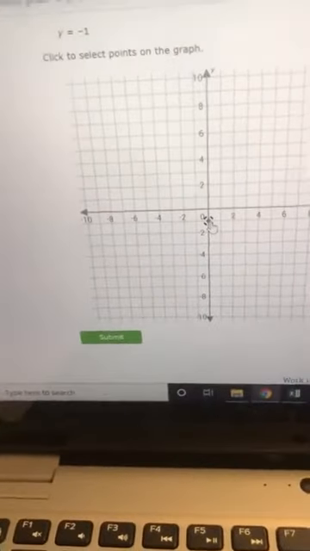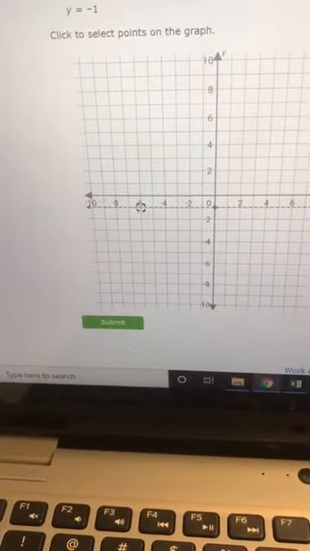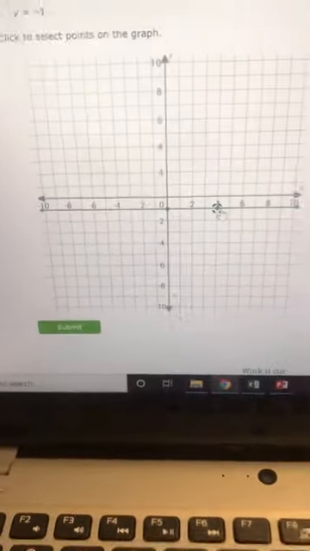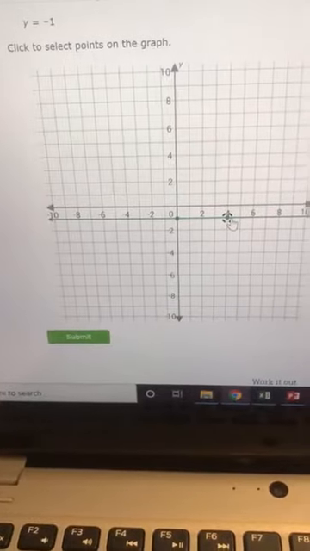So let's look over here at the graph. So that means that I need a line that's going through this negative 1. I need this line for my horizontal line. So I'm just going to put, I can put a dot anywhere along here, and it will create a horizontal line. This line means y equals negative 1.